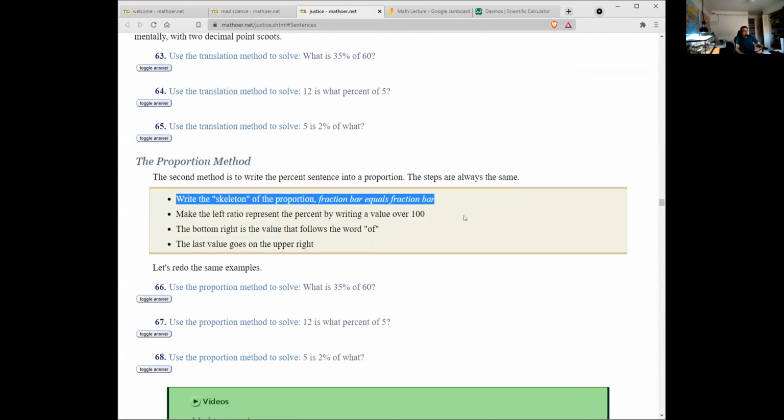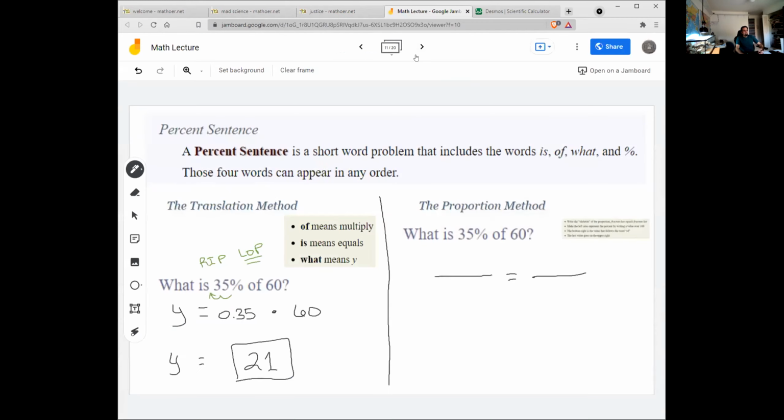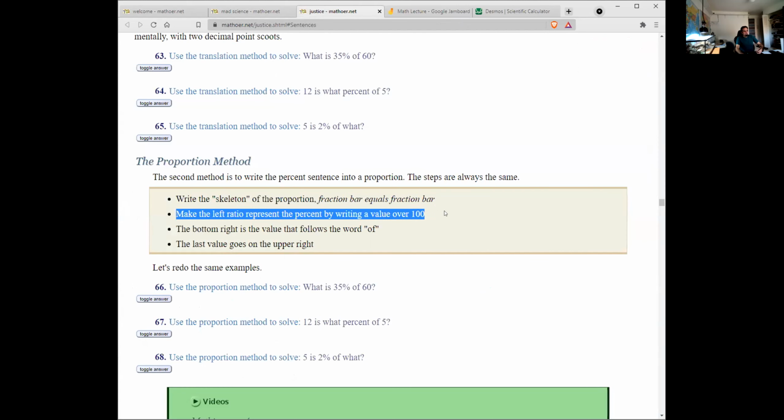Write the skeleton of the proportion. Fraction bar equals fraction bar. Then by convention, we take the left side and make it the percent. 35% is the same as 35 over 100 because percent means over 100. It means some other things too, like scoop decimal points, but that was a nice one. Put it over 100, that's what percent means. Make the left ratio represent the percent, write the value over 100.